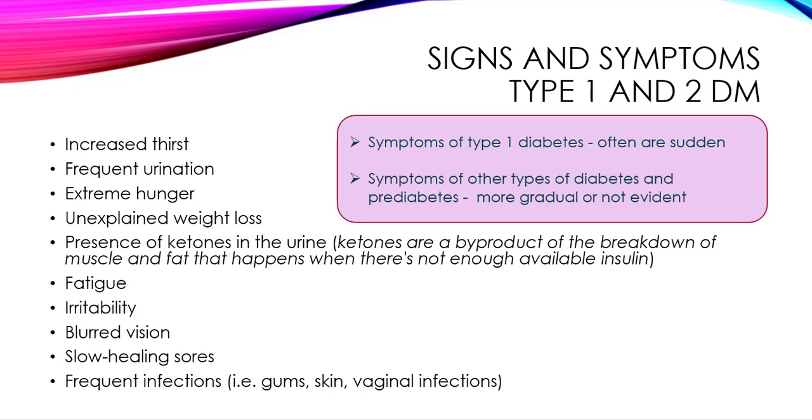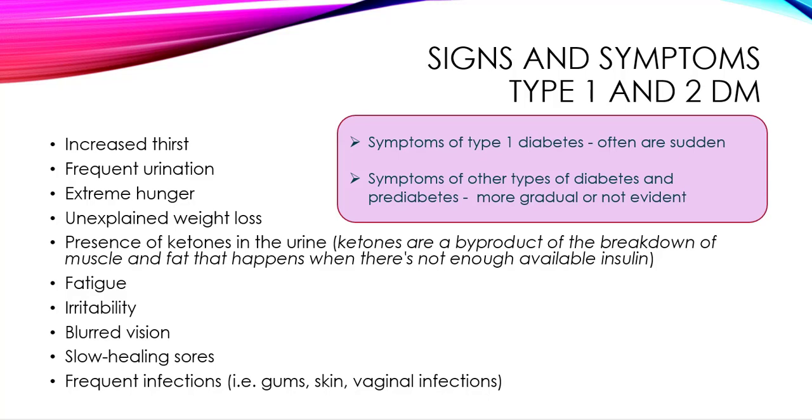Whether a person has symptoms or not, type 1 and type 2 symptoms are about the same: increased thirst, frequent urination, extreme hunger, unexplained weight loss, and presence of ketones in the urine. Ketones are a byproduct of the breakdown of muscle and fat that happens when there's not enough available insulin.